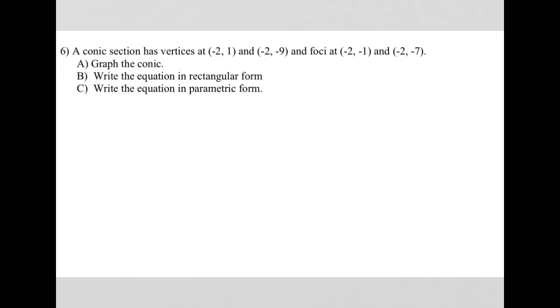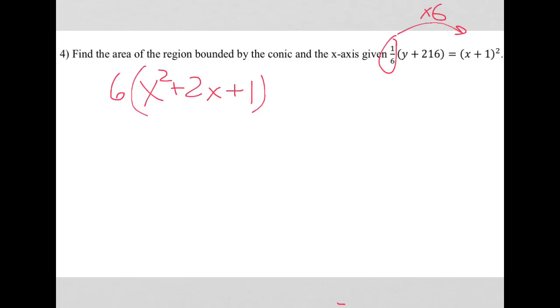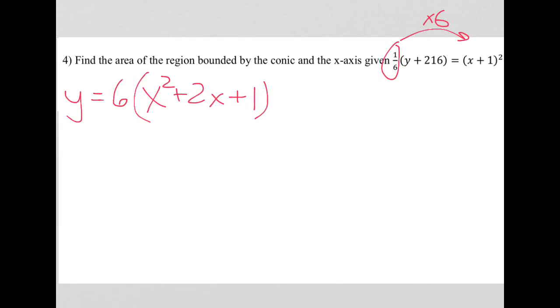So I'm going to expand the right side of this equation, that (x + 1) squared, to get x squared plus 2x plus 1, and then I'm going to multiply by 6 on both sides to get rid of that fraction out front. So I'm going to get a 6 in front of there, and that will equal y plus 216, so I'm also going to subtract 216 from both sides. Essentially, I'm solving this equation for y, because that is how I know how to integrate, and that is how you should know how to integrate as well.